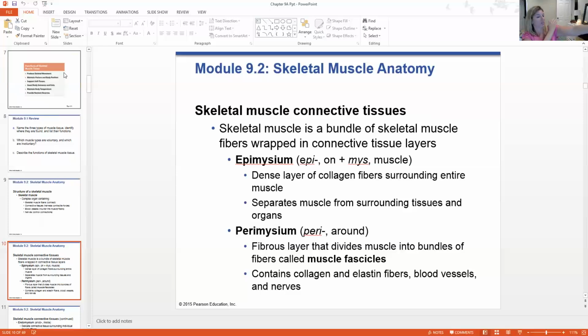So if I were to chop off my skin, pull back the skin, pull back the fat, and show you my muscle, you would see the epimysium. The epimysium surrounds the entire muscle. It basically separates the muscle from all the other surrounding tissues. The perimysium is going to surround the bundles of muscle fibers.